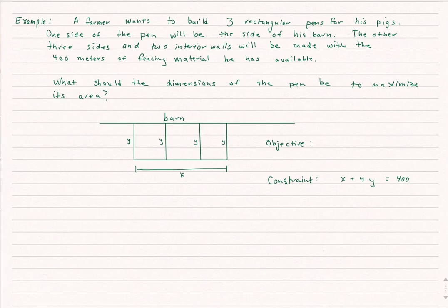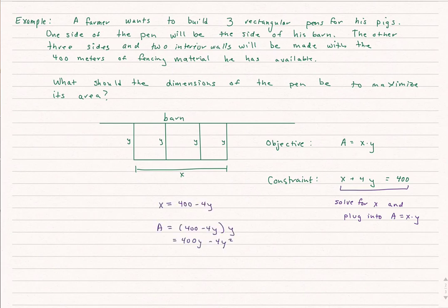My objective is to maximize the area. The area is simply equal to x times y. Now that I have my objective and my constraint functions, I can go ahead and solve this. What I'm going to do is take the constraint function, solve it for x, and plug that into my objective function. Once I do that, I get that the area is equal to 400y minus 4y squared.